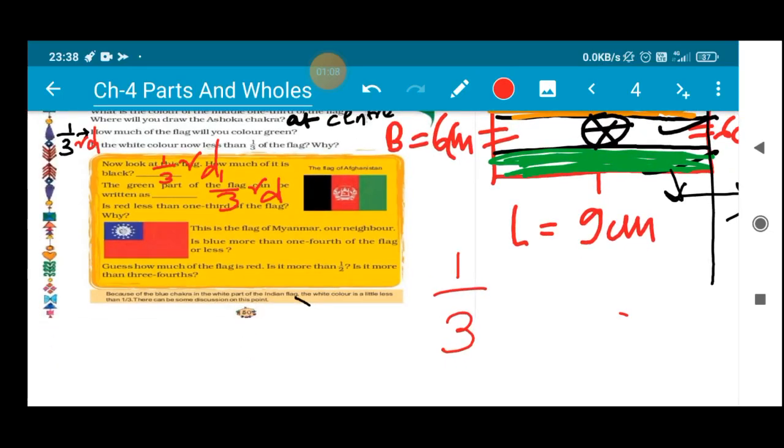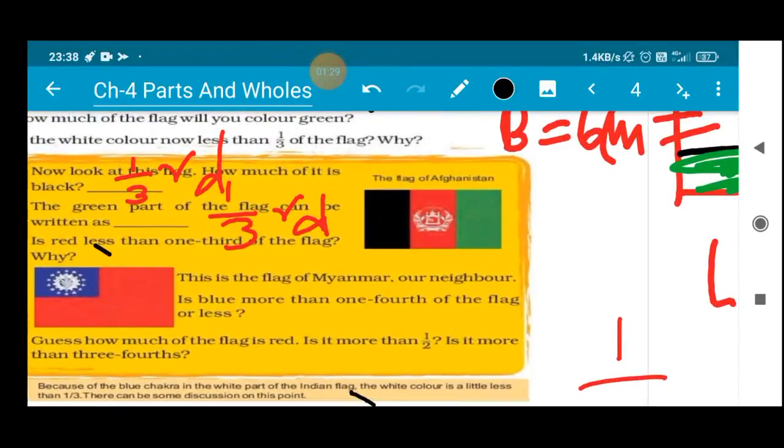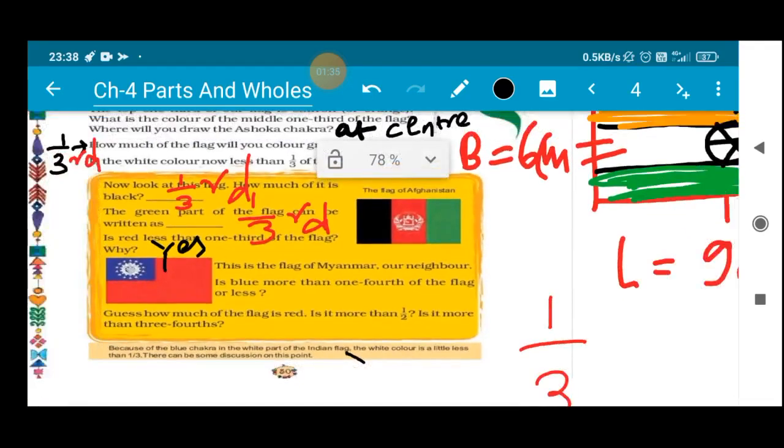Okay, so next, is red less than 1/3 of the flag? So is this red part, at the center, less than 1/3 of the flag? So the answer will be yes. So why do you think it is yes? It is yes because the white emblem here is actually covering part of the red part. That's why yes, the red color is less than 1/3 of the flag. Okay, so that is the reason.